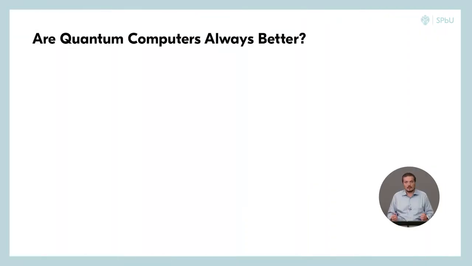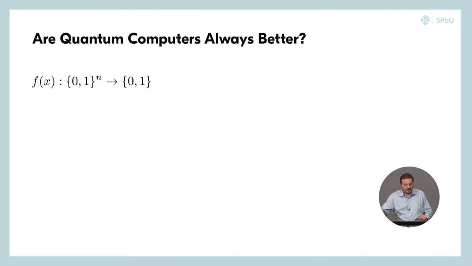Up to this moment, we considered the problems on which quantum computers perform significantly better than classical ones. Now, this may look like unfair advertising, because you may believe that quantum computers are always better. Unfortunately, this is not the case. And in this lecture, we will examine a problem on which quantum computers are almost as ineffective as classical ones.